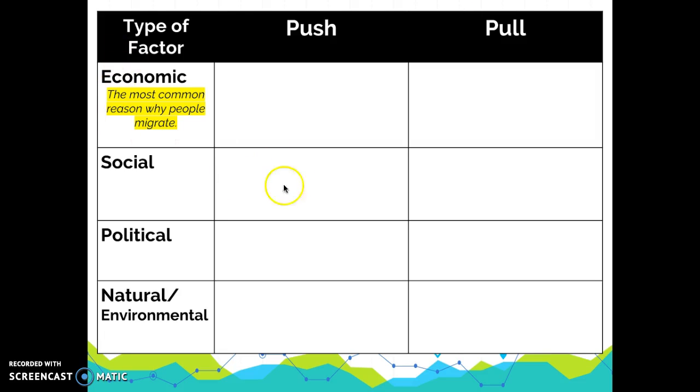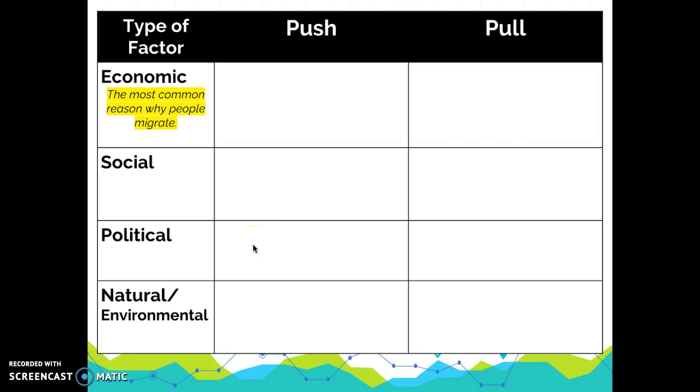Some social push factors, folks: racial, religious, ethnic discrimination, right? Nobody likes to live in those conditions. An imbalanced sex ratio could be a social factor because it would make it impossible for a man to find a wife, like we've talked about in China or India, or overpopulation, which leads to overcrowding. Whereas some pull factors are things like religious freedom, education, and reuniting with family.